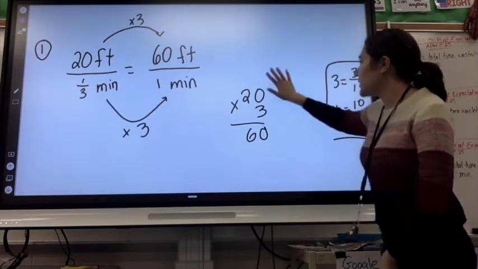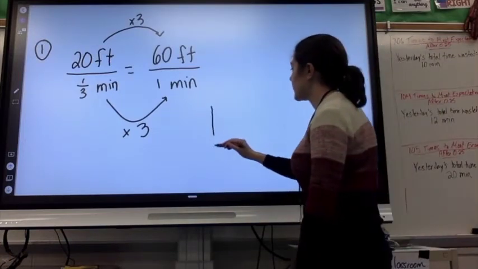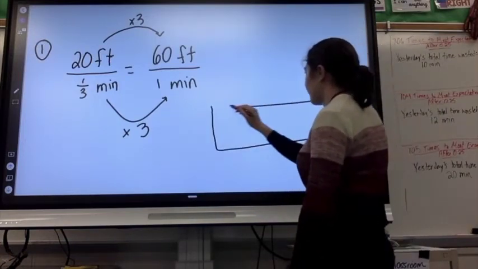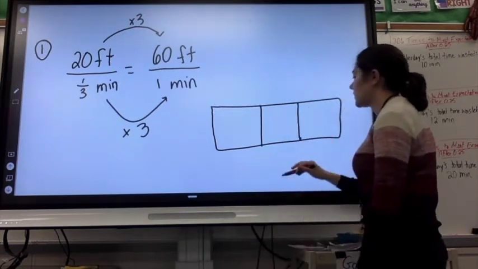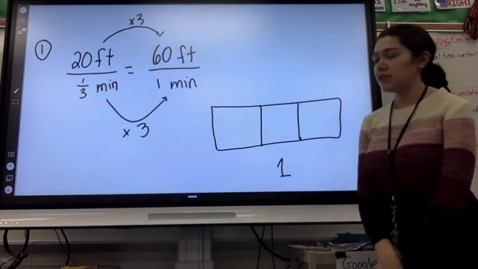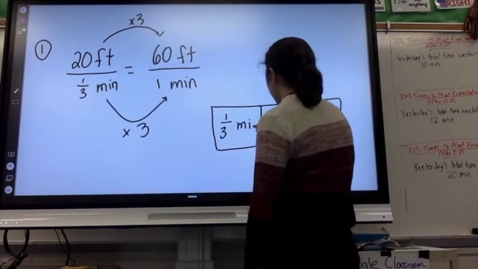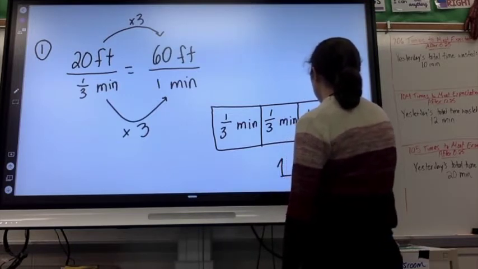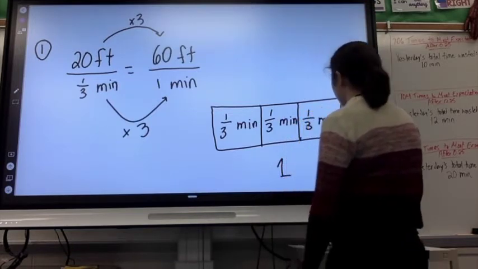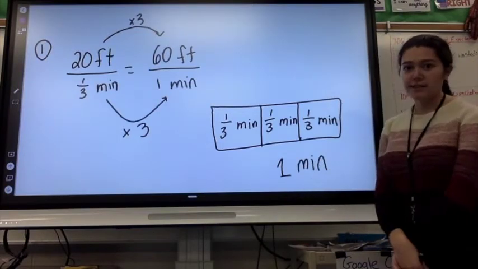All right, let's think about that a little bit less algebraically. What if I want to create a picture? In my picture, I'm going to split 1 into thirds. So I'm going to make this 1/3 of a minute, this another 1/3 of a minute, and this another 1/3 of a minute. So in total, we have 1 minute because we have 3 thirds.